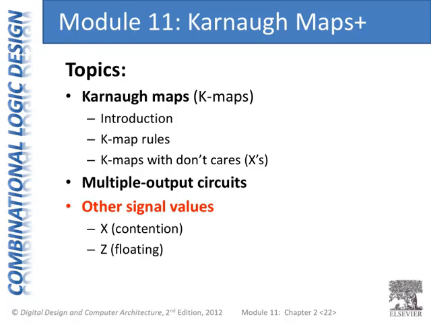So before we end this module, let's talk about one more topic, which is other signal values. We're going to talk about two other signal values. Up until this point, we've talked about zeros and ones, so a variable can have the value 0 or 1. And now let's talk about two other possible values, x for contention and z for floating.